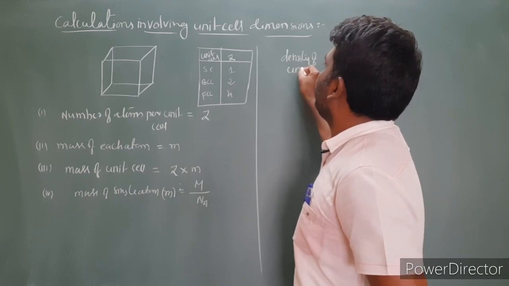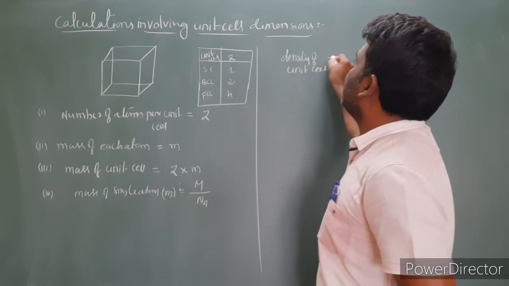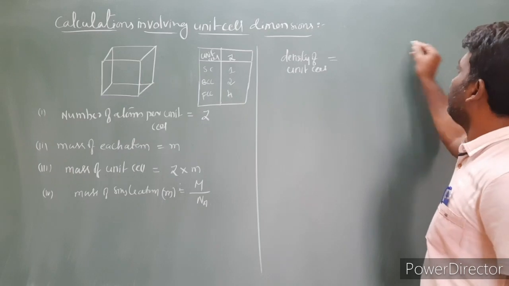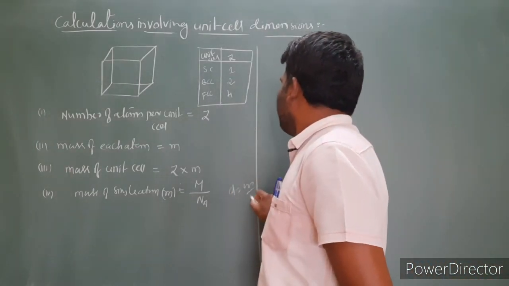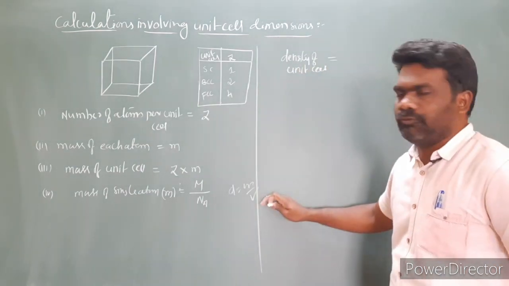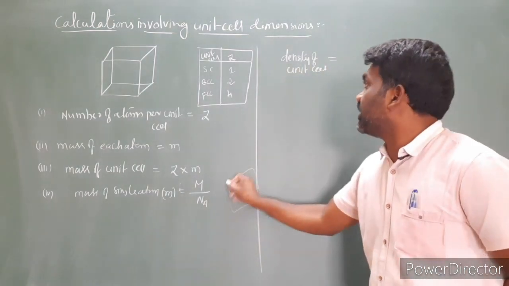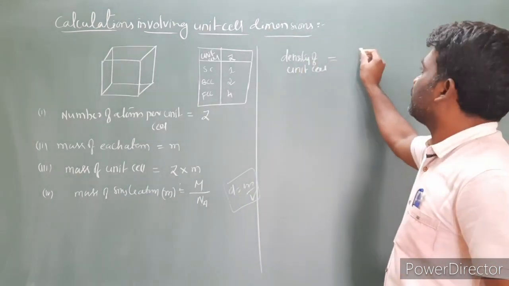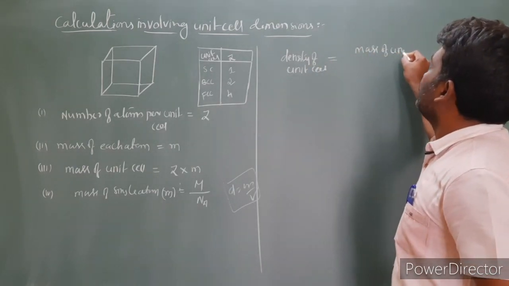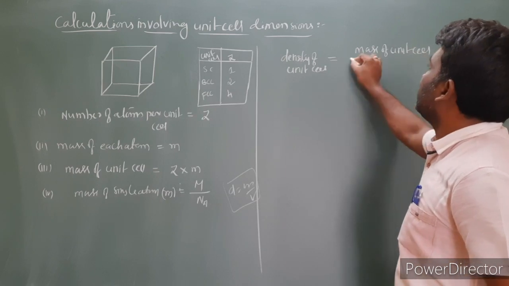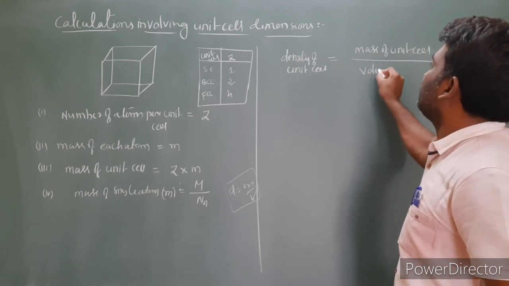Density of unit cell. The density of unit cell is equal to D. We know very well the formula: density D is equal to M by V, mass by volume. So density is equal to mass of unit cell divided by volume of unit cell.